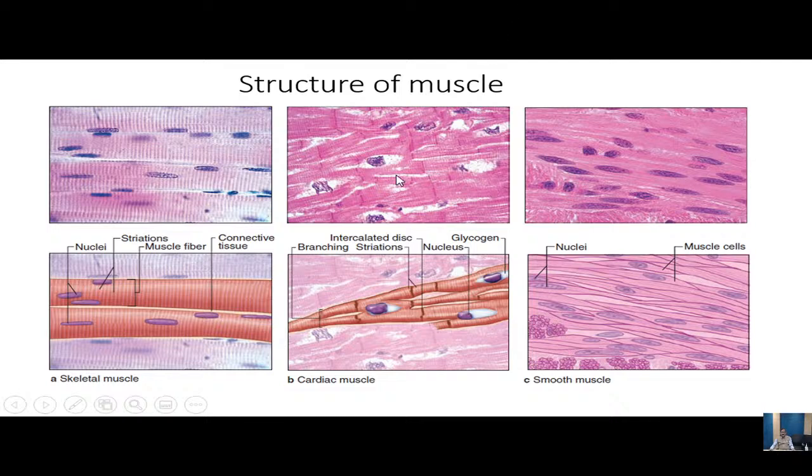Now look at the cardiac muscle over here. It is very much different from the other two types of muscle. You can see the striations. You can see the striations in the skeletal muscle. You can also see the striations in the cardiac muscle.